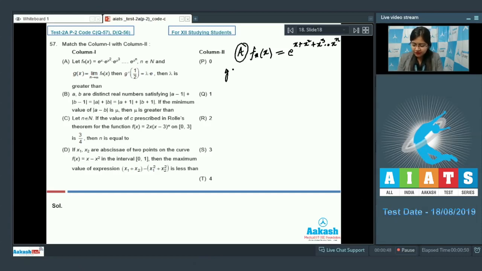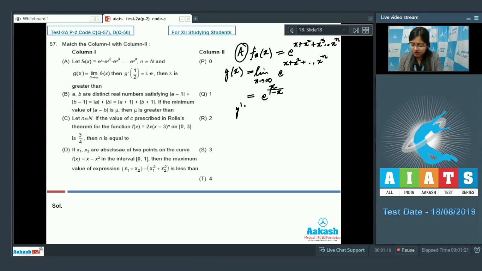Now we have to find g(x), that will be equal to the limit n tending to infinity of f_n(x), that is e raised to the power x plus x square and so on up to x raised to the power n. So this is basically equal to e raised to the power x plus x square and so on up till infinity. That is a GP, which means it is equal to e raised to the power x upon 1 minus x, right? So this is g(x).